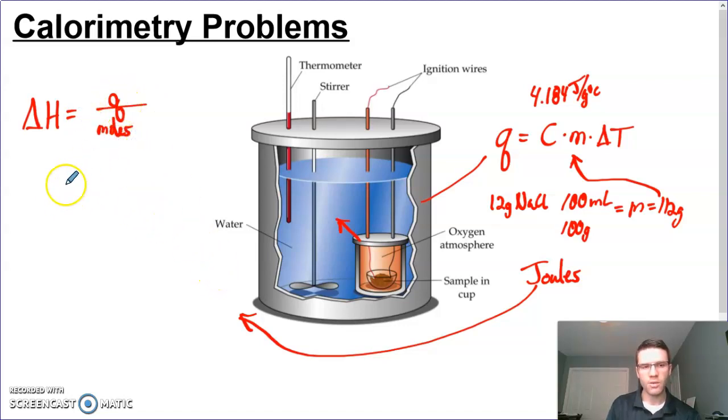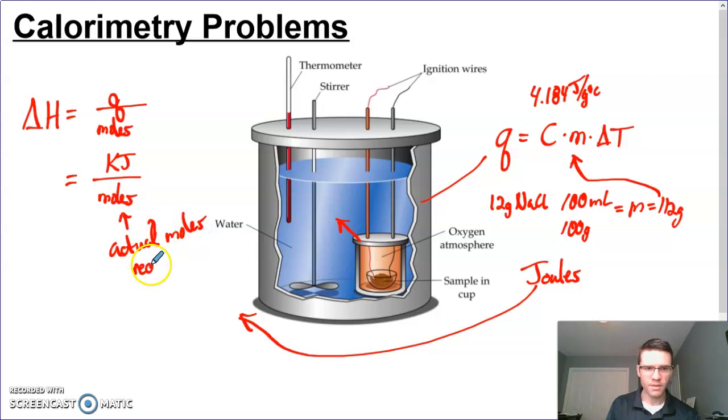So the Q, usually this is given to you, or they'll want you to get this in kilojoules, so we'll do conversion between joules and kilojoules over here. And then you just need to identify what are the moles that actually react in my vessel. Actual moles reacted. And you divide those out and you'll get your enthalpy change for the process. So let's look at that.